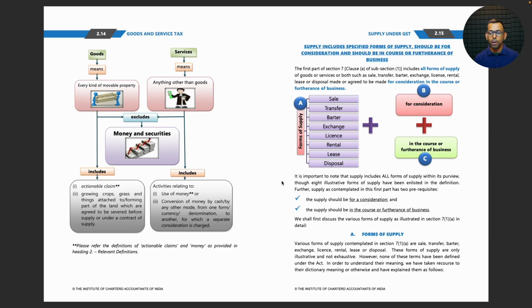Let us discuss these forms of supply in detail. Various forms of supply contemplated in section 7(1)(a) are sale, transfer, barter, exchange, license, rental, lease or disposal. These forms of supply are only illustrative, not exhaustive. Okay, so that is to be underlined. These forms of supply are only illustrative and not exhaustive. However, none of these terms have been defined under the Act. In order to understand their meaning, we have taken recourse to their dictionary meaning or otherwise and have explained them as follows.